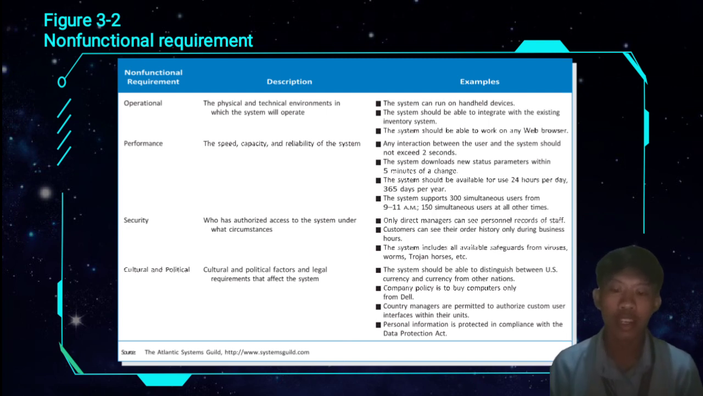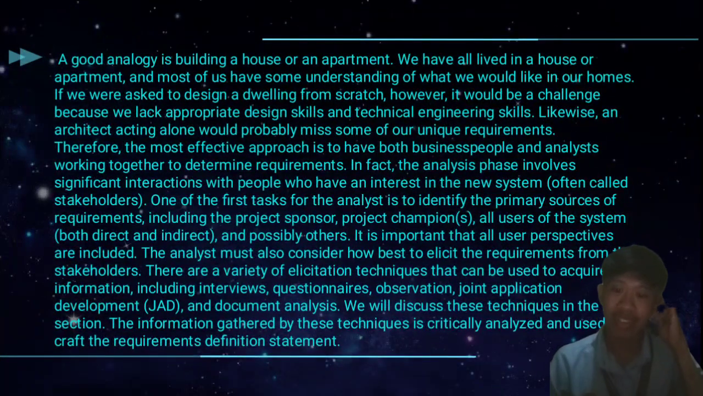And the last is cultural and political factors and legal requirements that affect the system. So, legal and political factors. And also the next slide, as you can see, is the definition of the process of requirements.